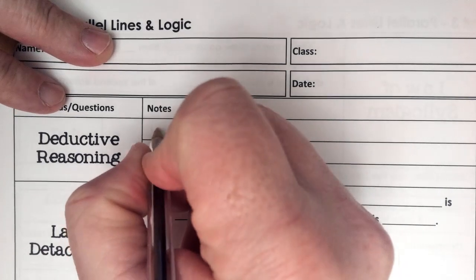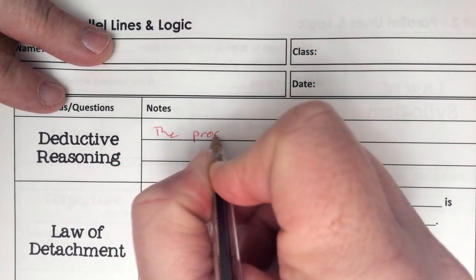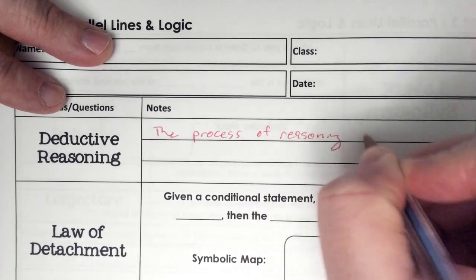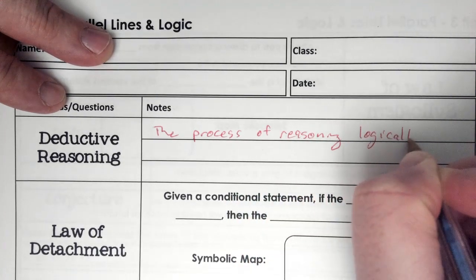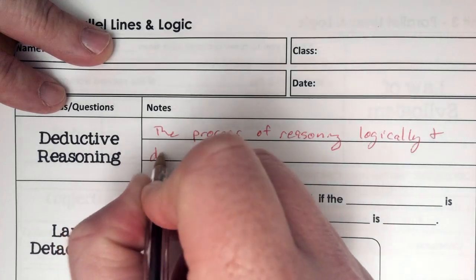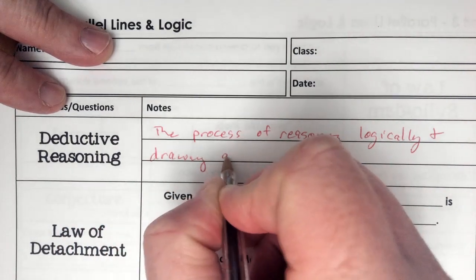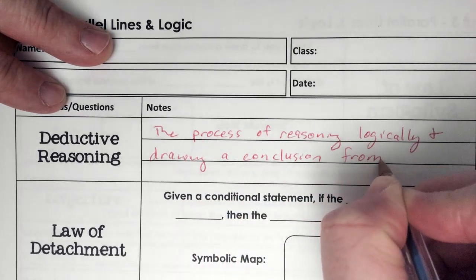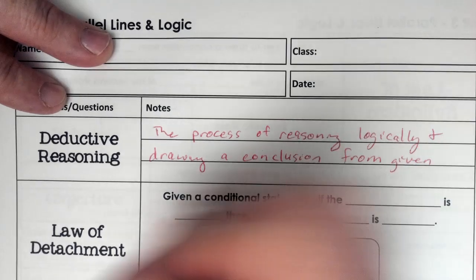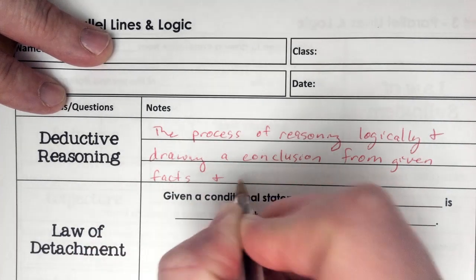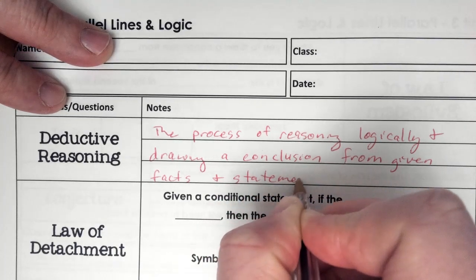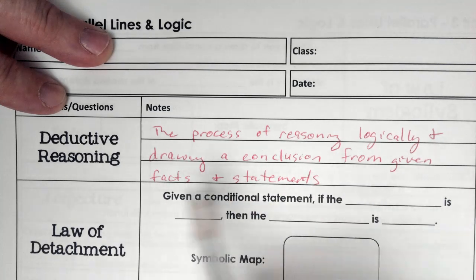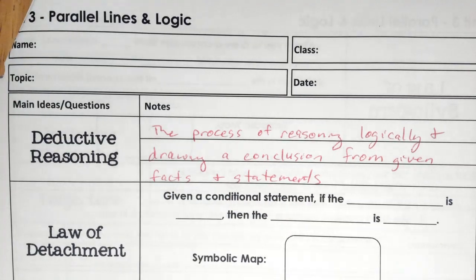Deductive reasoning: the process of reasoning logically and drawing a conclusion from given facts and statements. All right, so the process of reasoning logically and drawing a conclusion from the given facts and statements. All right, what did all of that mean?